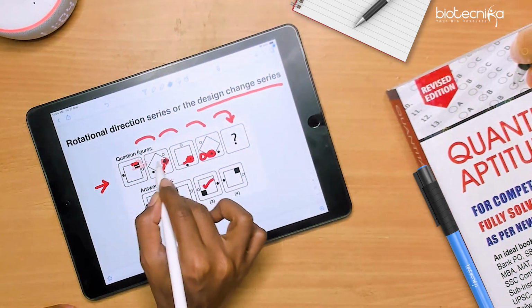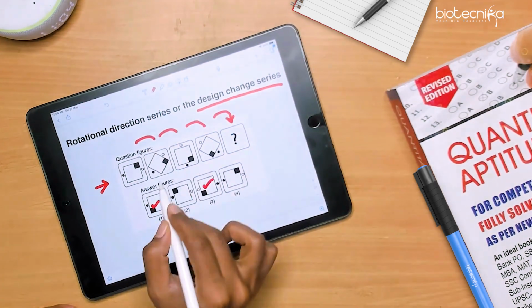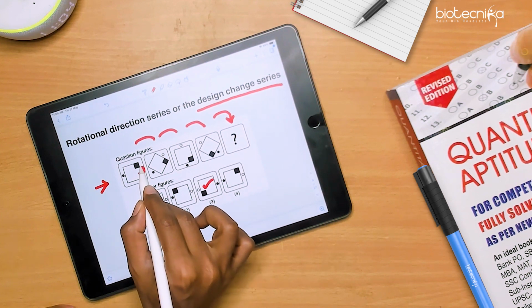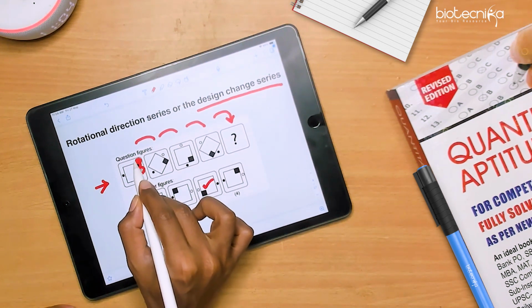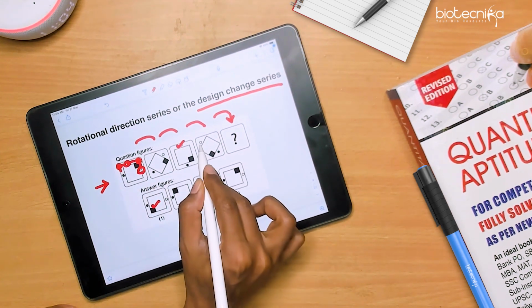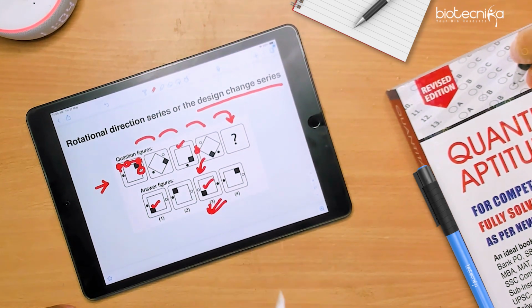Now next you also have to follow the black dots. There is a pattern in the black dots, which are moving anti-clockwise. If you see, this was here, now it came over here. Then it came over here. Then it came over here. So now the next one you are expecting to be here. So this clearly leads you to answer option 3.